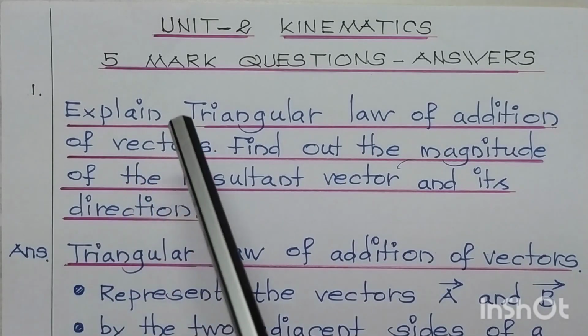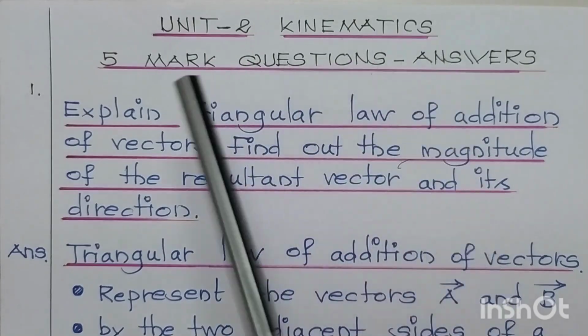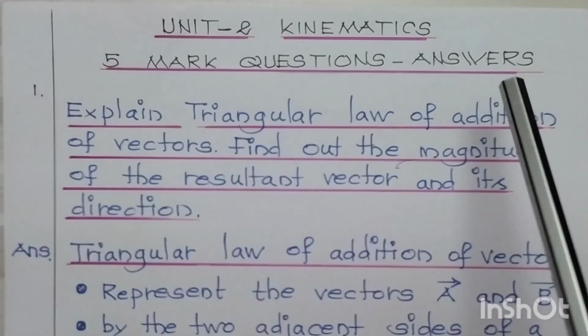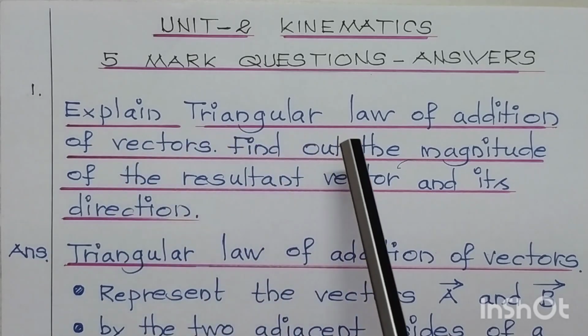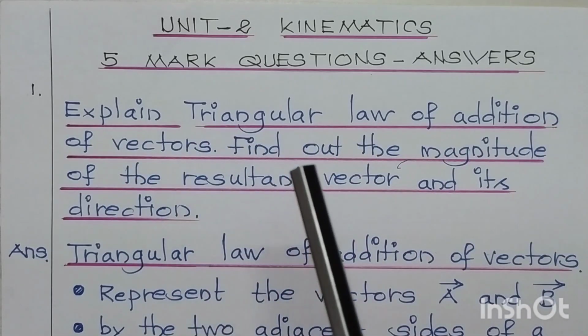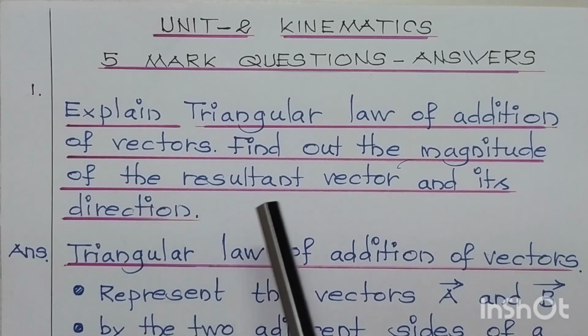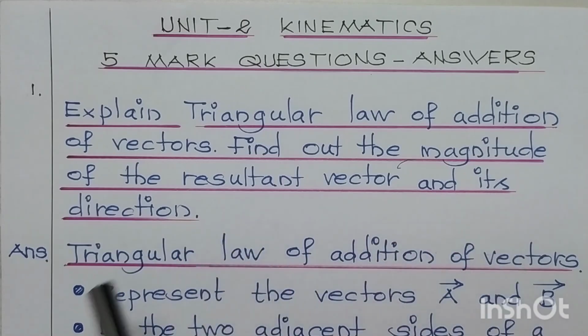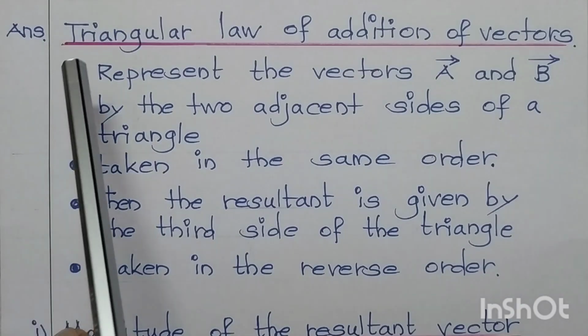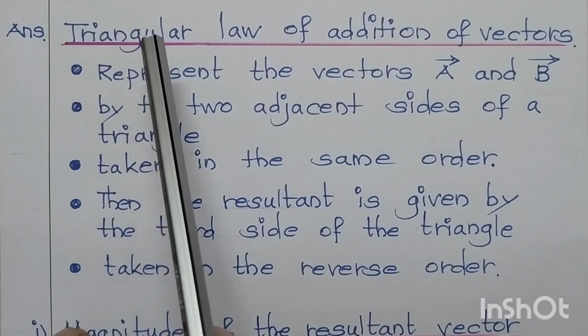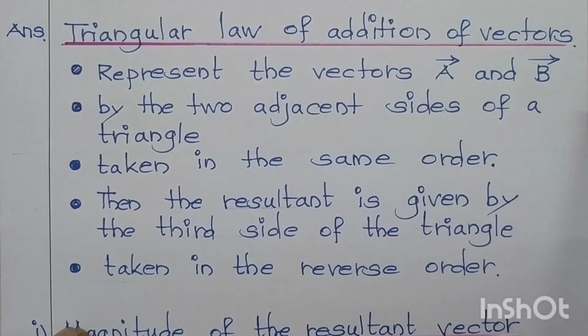In this video we are going to see Unit 2 Kinematics 5 mark questions and answers. Question number 1. Explain triangular law of addition of vectors. Find out the magnitude of the resultant vector and its direction. Answer. First let us see the triangular law of addition of vectors.